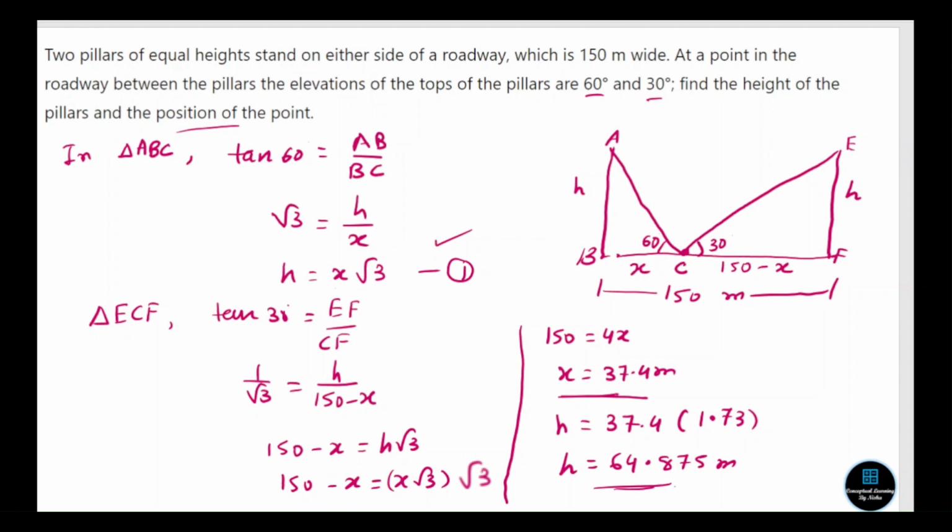Alright. So the height of the pillars is 64.875 meter and the point is 37.5 meter away from the end of the roadway where the elevation is 60 degree. You have to mention from which side it is. Alright, I hope you get it.